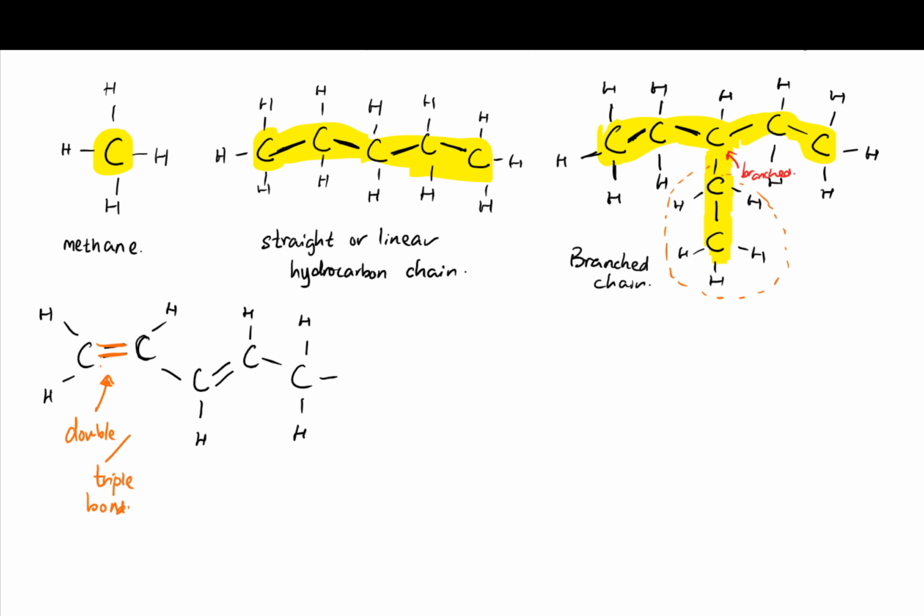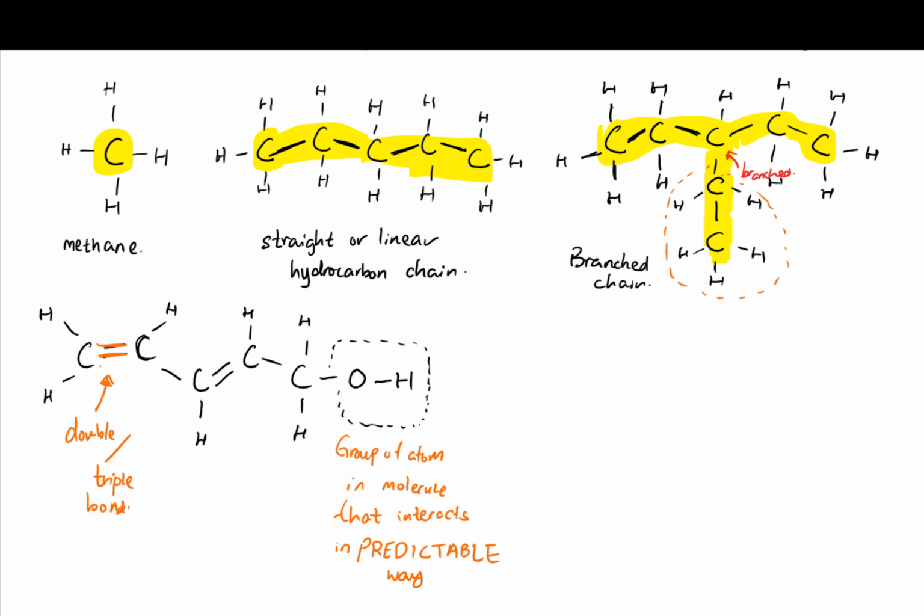It doesn't even have to be hydrogen. It can be oxygen as well. And we have to look into the configuration of the electrons at the valence shell for oxygen. Oxygen will need 2 extra electrons in order to fulfill its octet rule, so usually oxygen will have 2 covalent bonds. So in this situation, this oxygen and hydrogen is a group of atoms in a molecule that interacts in a predictable way. We call this particular group a functional group.